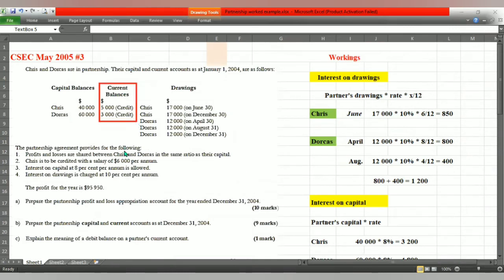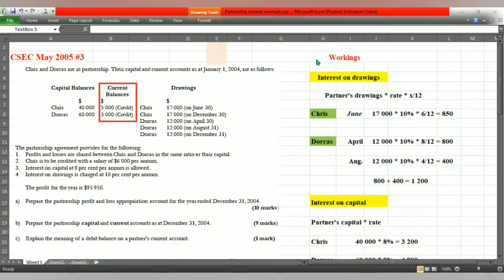Now in this case, notice that Chris is 5,000 while Dorcas is 3,000, and those are credit balances, meaning you're to put this value on the credit side. If credit is not beside it, nothing is beside it at all, you credit it just the same, because remember the normal balance for a current account is a credit balance. However, if the amount is in brackets or if you're seeing debit beside it, then of course you debit that value. And remember, once it is a debit balance, the partner has withdrawn more than what he or she has in the business and therefore is owing that value to the business.